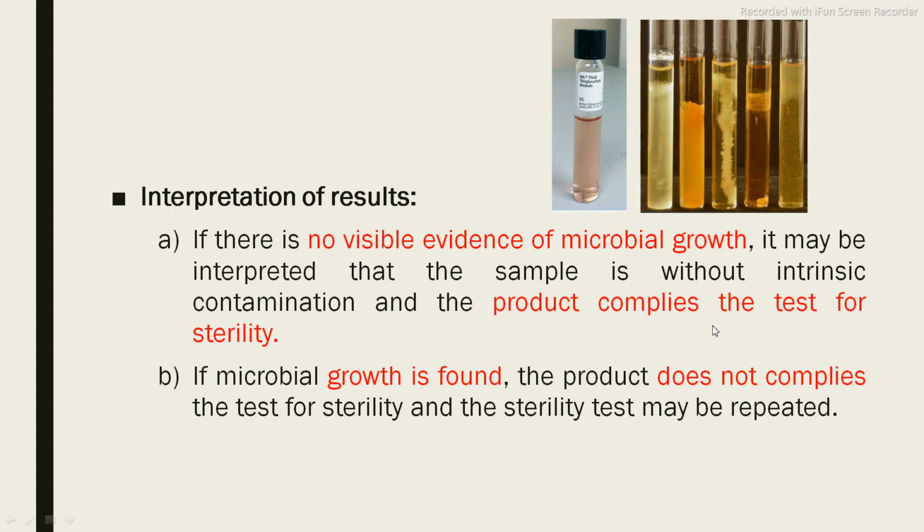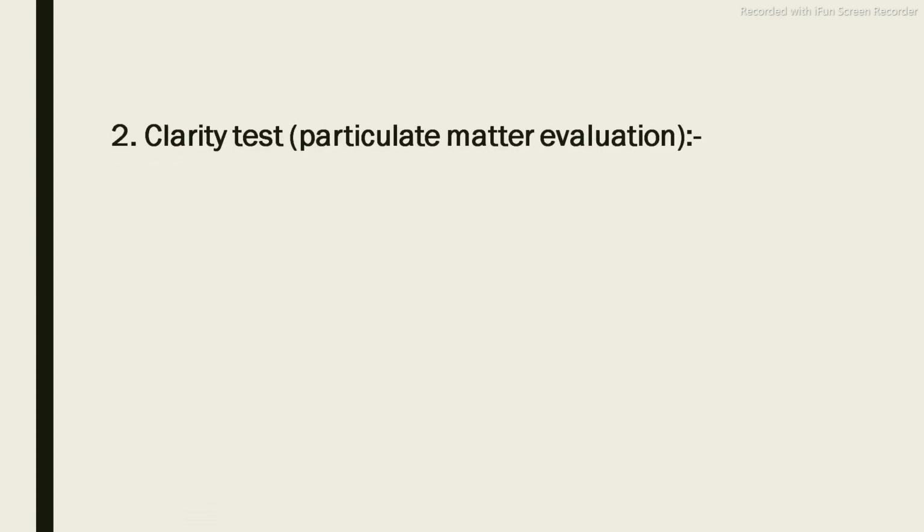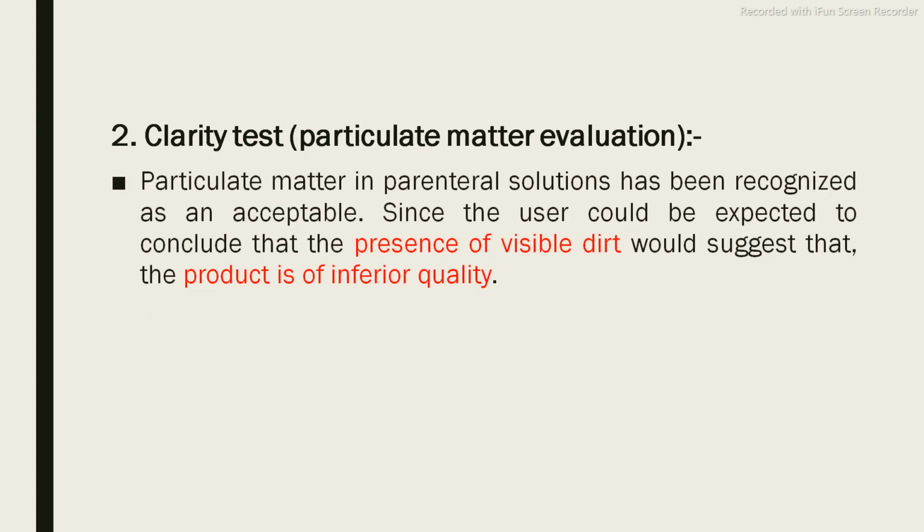So this is all about the first test, that is sterility testing. The second one is the clarity test. This clarity test is for detection of particulate material. The particulate matter in parenteral preparation has been recognized as acceptable up to a certain limit. Since the user could be expected to conclude that the presence of visible particles suggests that the product is of inferior quality, if there is any presence of visible particle, it means that the product is of inferior quality.